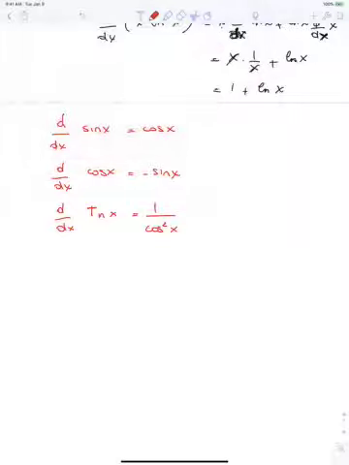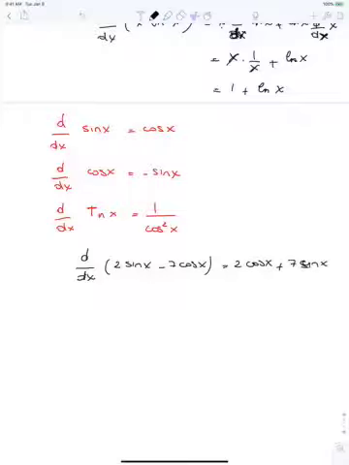And then the usual rules apply. So if we have, for example, the derivative of a sum, say for example 2 sine of x minus 7 cosine of x, well, this is 2 cosine of x, because the derivative of sine is cosine, minus, but then we change the sign because the derivative of cosine is minus sine, so this is plus 7 sine of x.